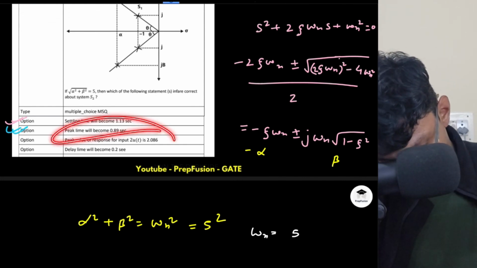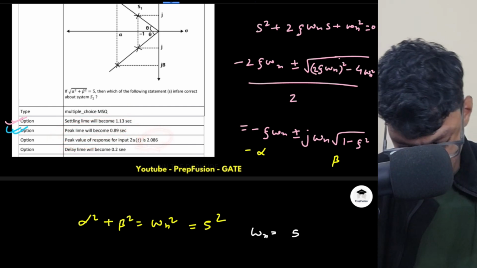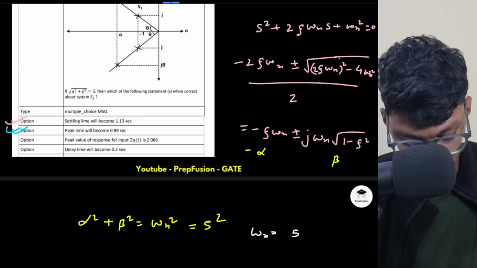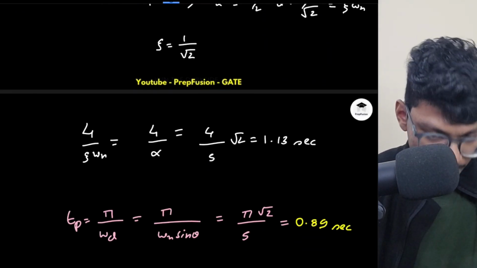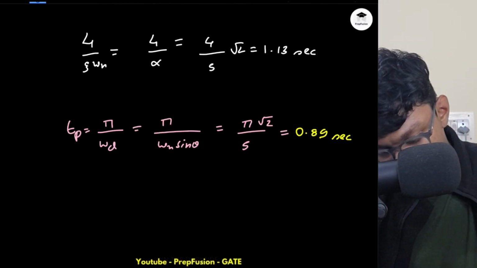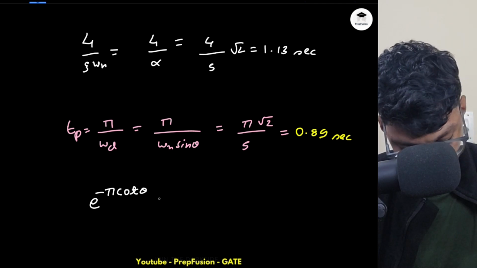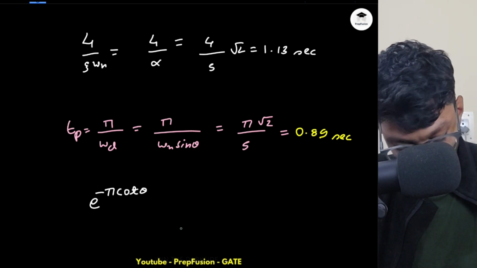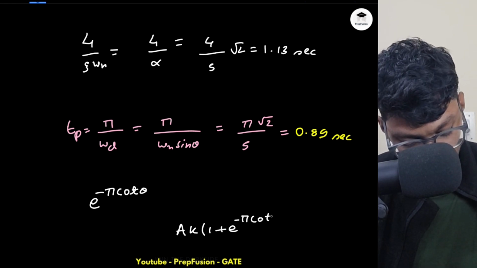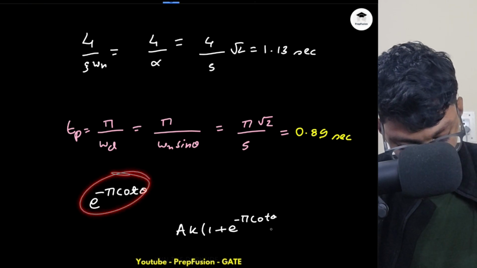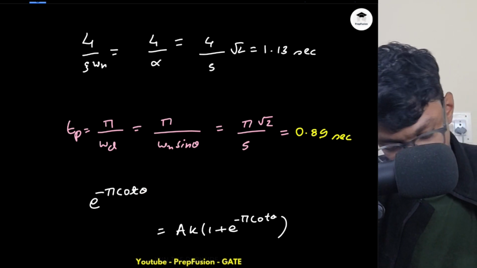Let me check the last and final option. Peak value of response for 2 UT is 2.08. What is the peak value of response? If you remember, the peak overshoot was e raised to power minus pi cot theta. And the peak value of response was AK into 1 plus e raised to power minus pi cot theta. This was the overshoot, and this is the total maximum peak response of the output.